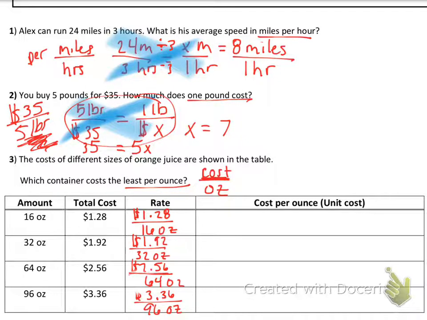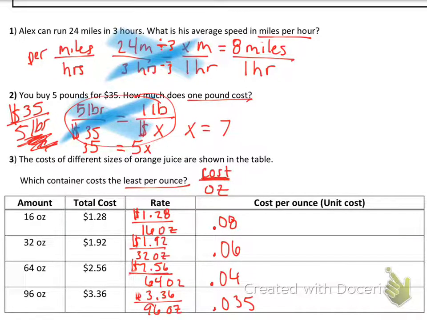Alright, so now we can divide those out. Notice that as you divide, it's going to get smaller. If 16 ounces costs $1.28, then the per ounce cost is going to be smaller. So I'm going to divide all these out. Alright, so I divided those out. Notice how it gets smaller the more ounces that you buy. That's true about most things.